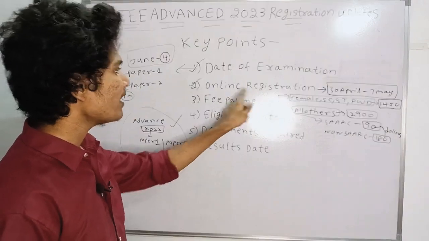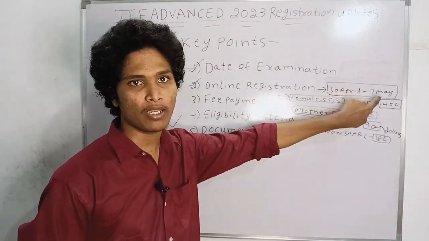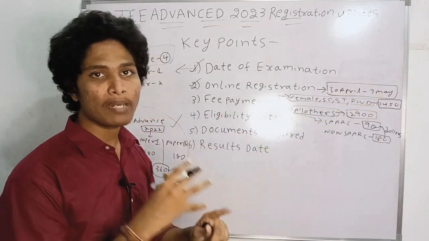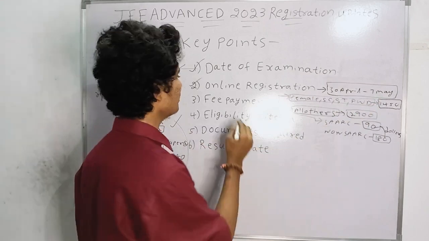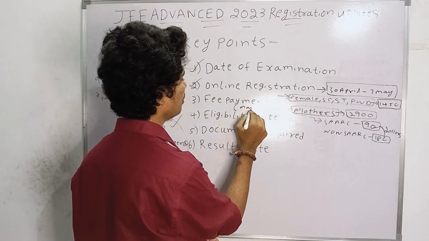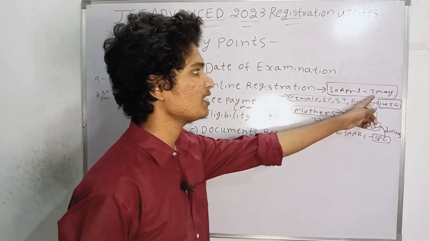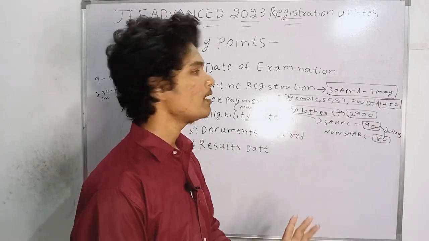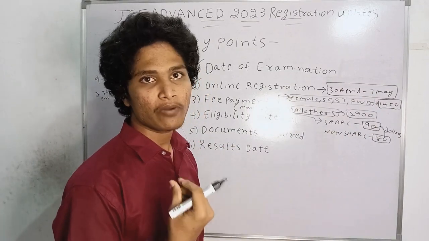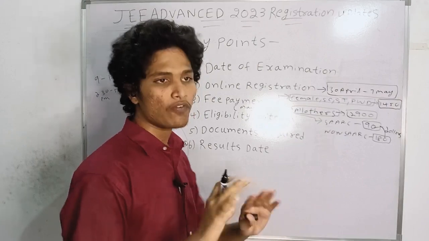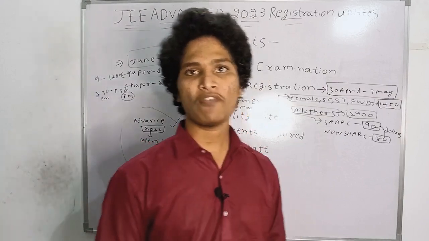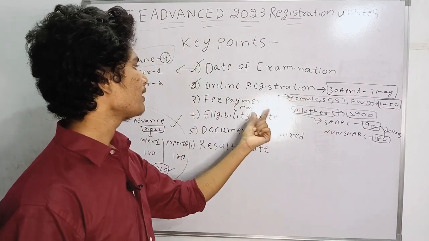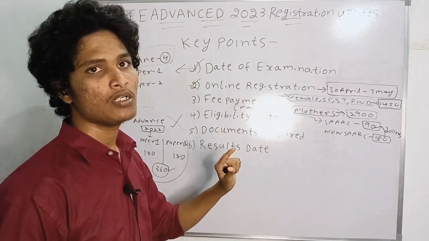And here the online registration is from 30 April to 7th May. But you can submit the fee on May 8th. That is, on 7th May the online form will close, but if you don't pay the fee, the form is not valid. You have to pay the fee also. So for paying the fee, the date is up to May 8th.